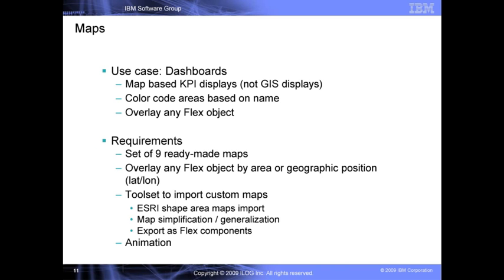Let me explain. With Elixir, you can transform any map in Esri shape format that you downloaded or purchased into a Flex component. In other words, you are not limited to the maps we provide. You can create your own custom maps. In that transformation process, there is a simplification step that shrinks the map size while keeping its appearance, for faster downloads and more efficient animations.